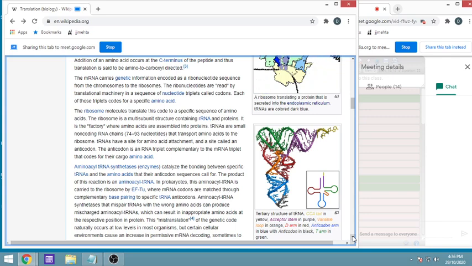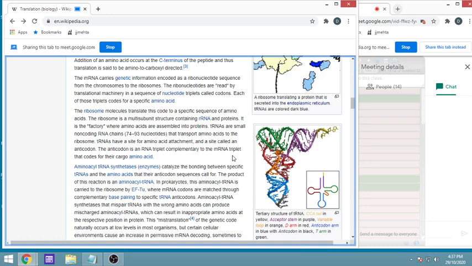Transfer RNAs are small non-coding RNA chains, having around 73 to 93 nucleotides, and they transport amino acids to the ribosomes. They have a site for amino acid attachment and a site called an anticodon. The anticodon will sense it, and on the basis of the anticodon the tRNAs will be selected.